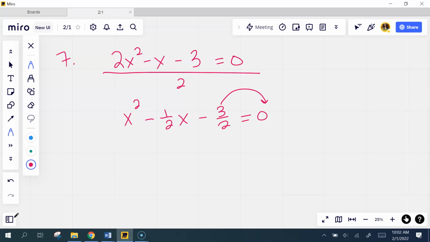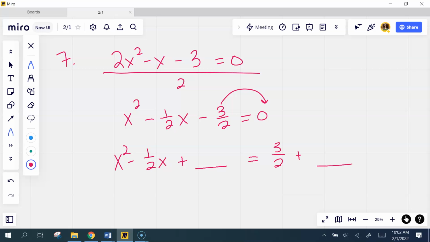I'll go ahead and move this over to the side because that's a bad c, right? Definitely not a perfect square. x squared minus 1/2 x. I'm going to leave a blank for my good c and a blank for my good c here.